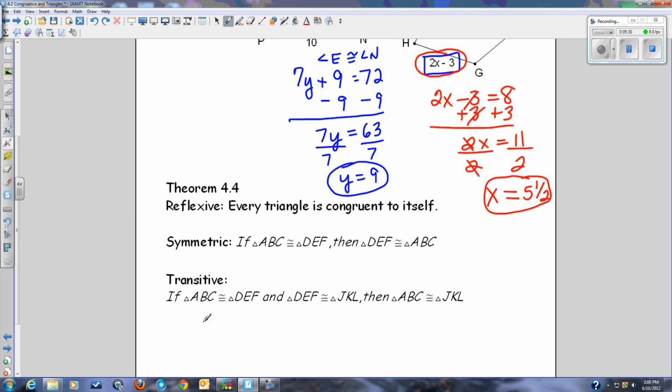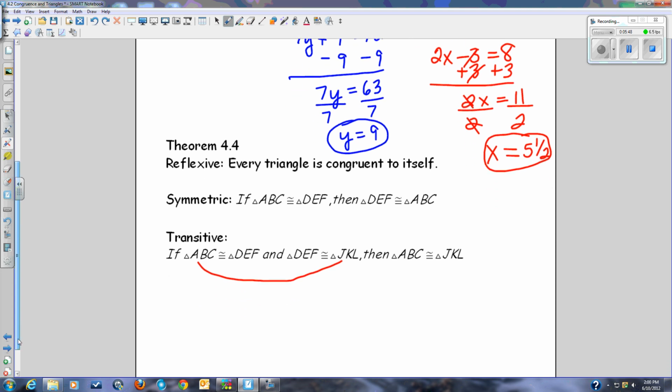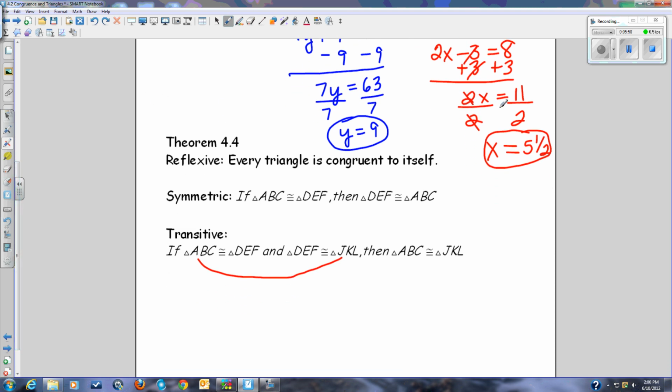And then the transitive property. If triangle ABC is congruent to triangle DEF, and triangle DEF is congruent to triangle JKL, then lastly, triangle ABC must be congruent to triangle JKL. These are the same properties that we've been using right along, but now they're just applied to triangles.